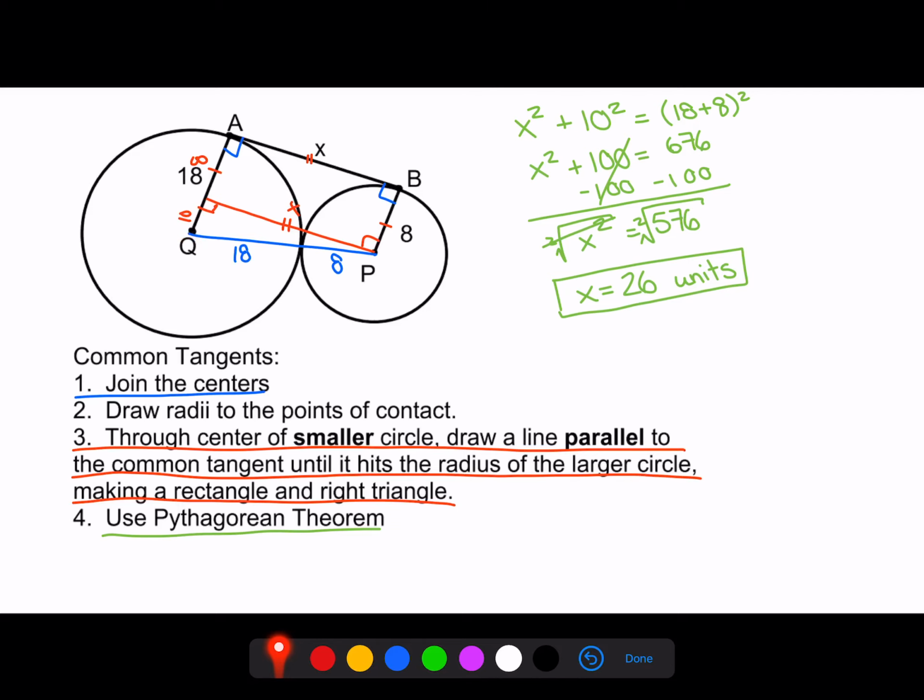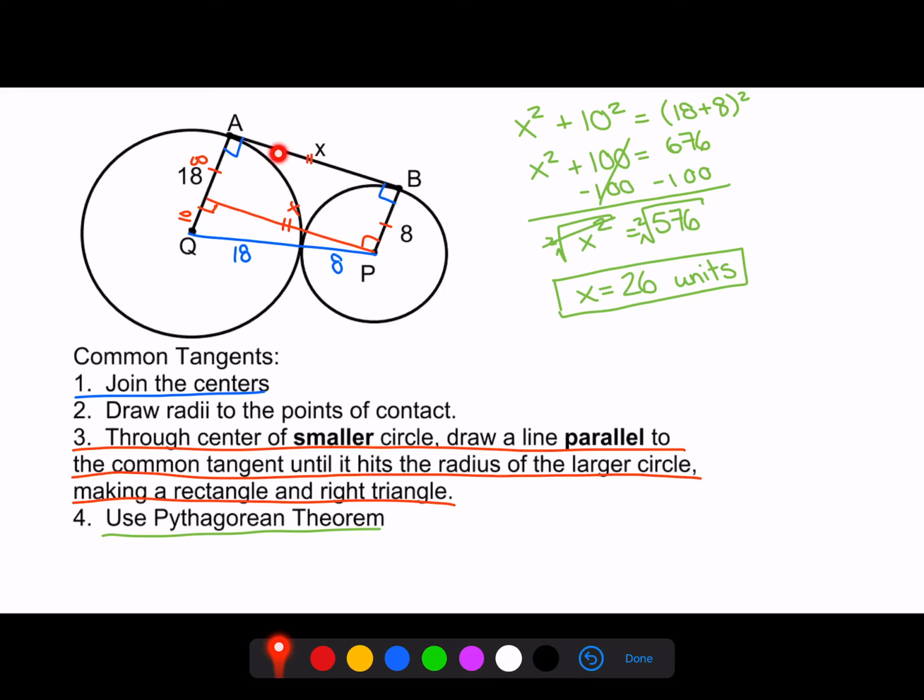So from here I can use the Pythagorean theorem: 10 squared plus x squared equals 18 squared, as we can see right up here. Or sorry, not 18 squared, equals 26 squared. That'll give us x squared plus 100 equals 676. Subtracting 100 from both sides, we get x squared equals 576. We take the square root, we get x equals 26. So we found out that x is 26 right here.